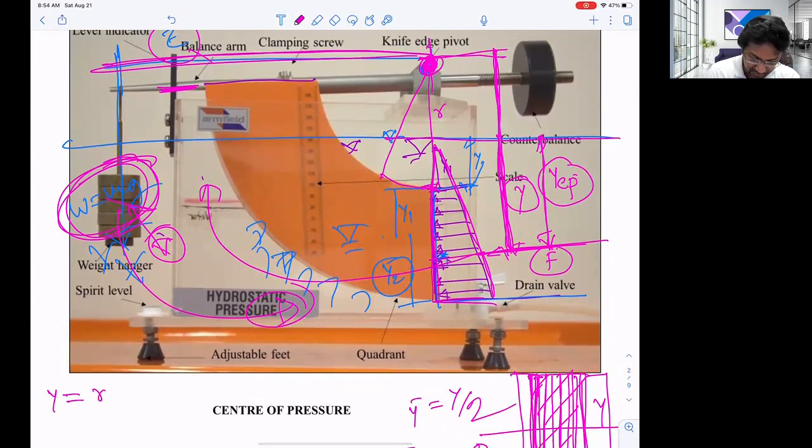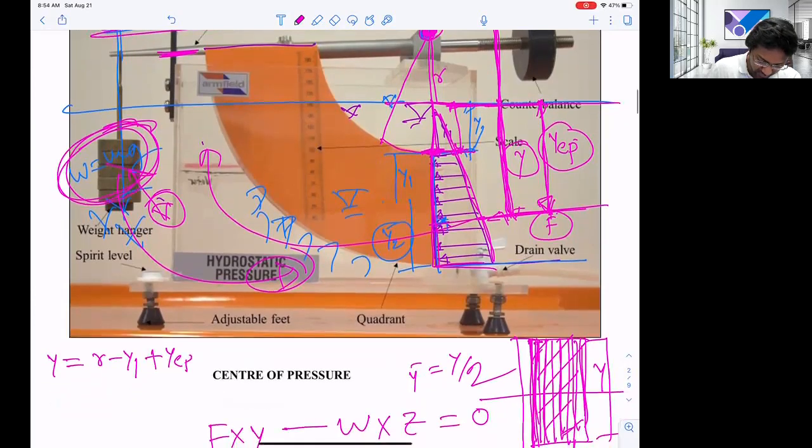Y is from here to here, and we have to move from here to here using our known values. We know r from this one to the top of this one. Then we know y1, from here to the top of the water surface, so that is minus y1. Now we are at the water surface, and from the water surface we have to go to the center of pressure.